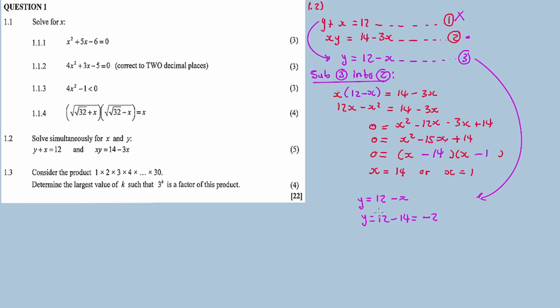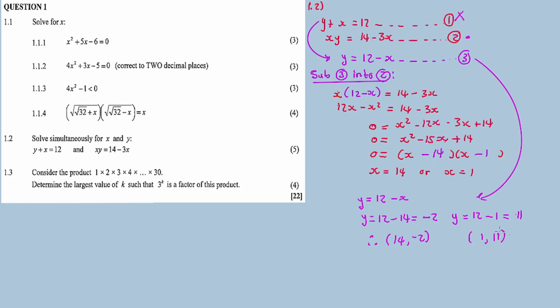It's negative 2, and then substitute out 1. Y is equal to 12 minus 1, which is equal to 11. Therefore, our solutions are: for x it's 14, for y it's negative 2, and then for x it's 1, for y it's 11.